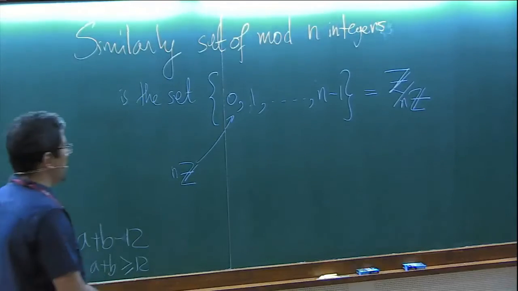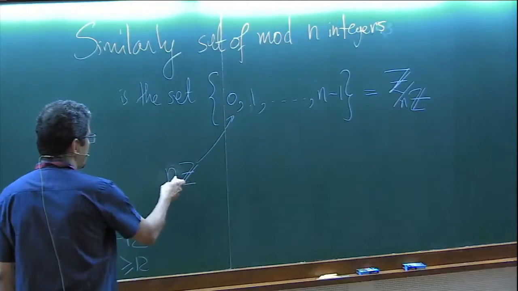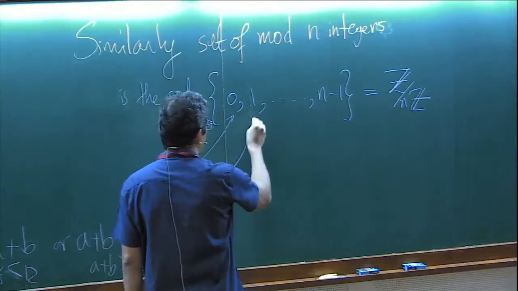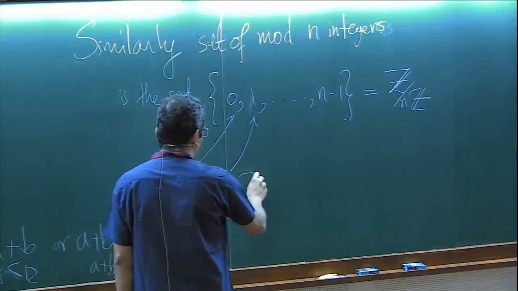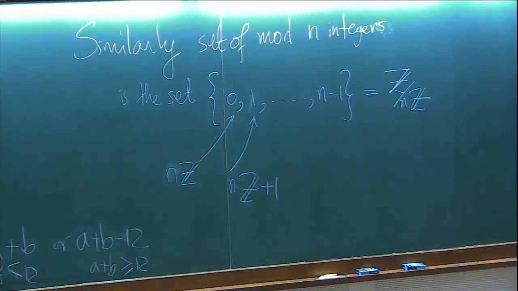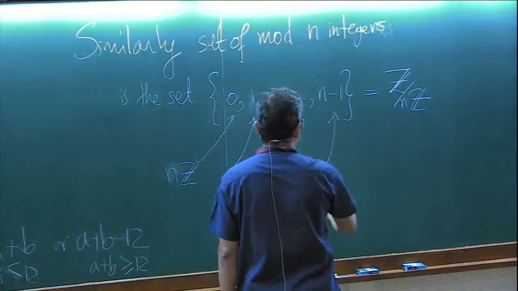So keeping that in mind, I will look at all multiples of n, the notation is nZ, and I'll call this element nZ. And I'll think of the next element as all those numbers whose remainder after dividing by n is 1, so those are all multiples of n plus 1. This is the notation I'll use, and so on and so forth.